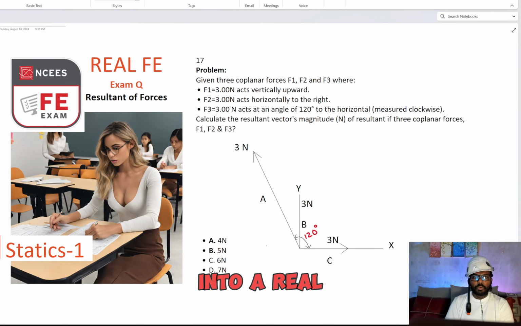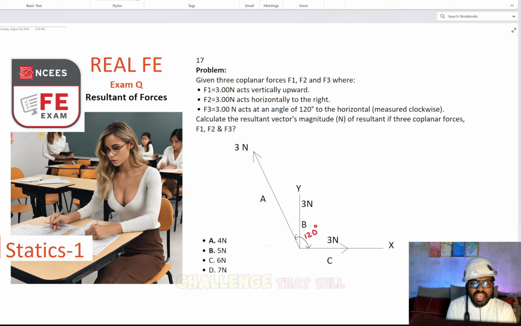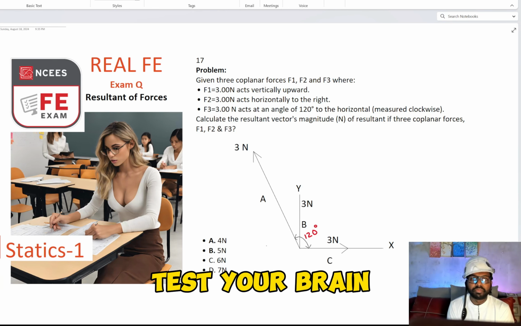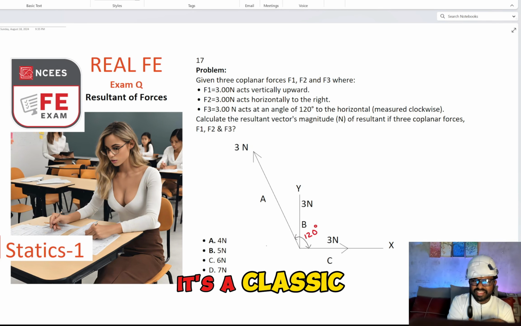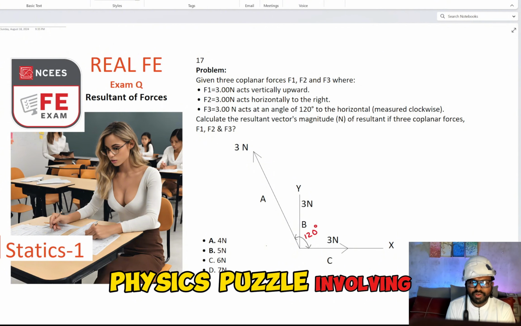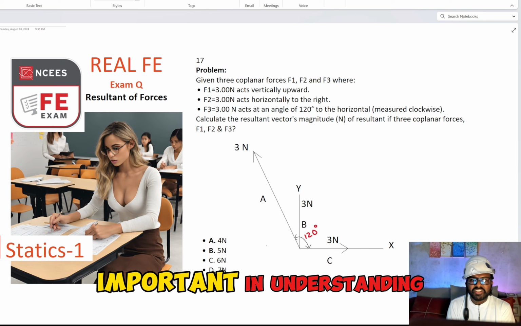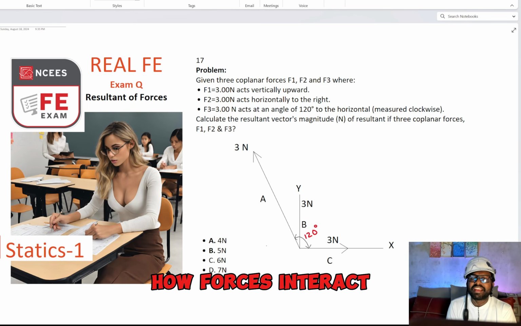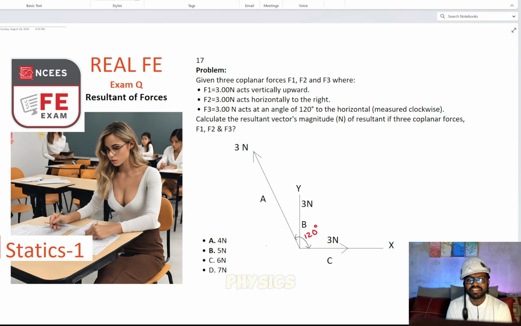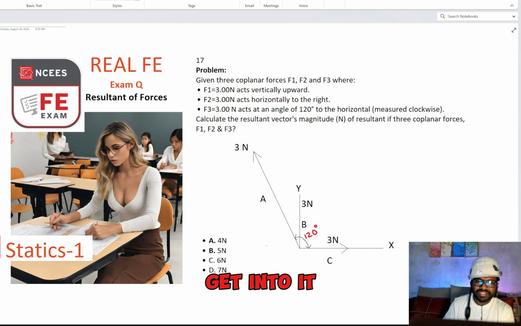We are diving into a real FE exam question, a cool math challenge that will test your brain power. It's a classic physics puzzle involving vectors. Vectors are super important in understanding how forces interact in engineering and physics. So, grab a notebook and let's get into it.